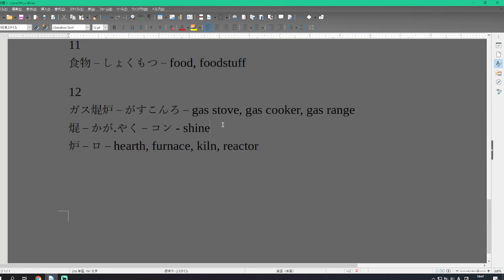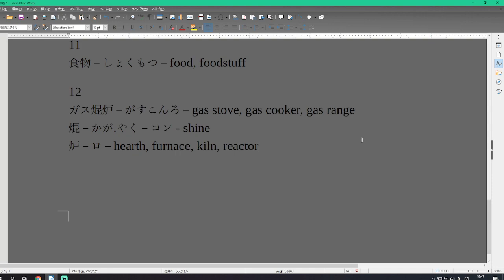Ro is our next one, meaning a hearth, furnace, kiln, or reactor. I think of this as a furnace because it is literally the fire door: fire on the left side, door on the right. So the fire door is a hearth, furnace, kiln, or reactor. Gasu konro is the shining gas furnace.